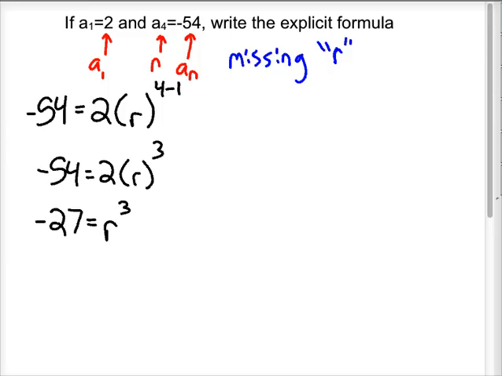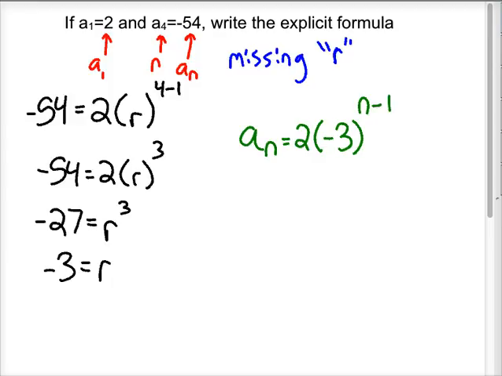So this time, my r is negative 3. Now that I have my r, now I have everything that I need to write my explicit formula. So I take my first term times the rate to the n minus 1, and I'm finished with my problem. I have my explicit formula ready and good to go.